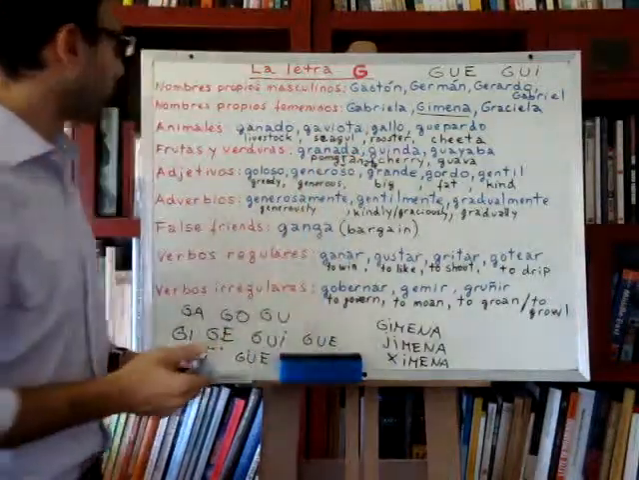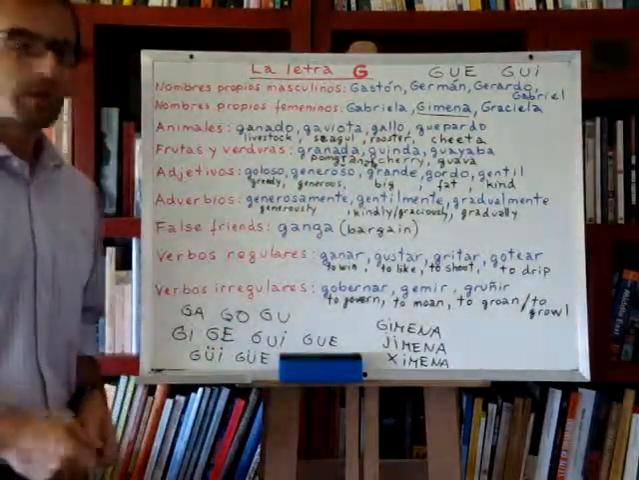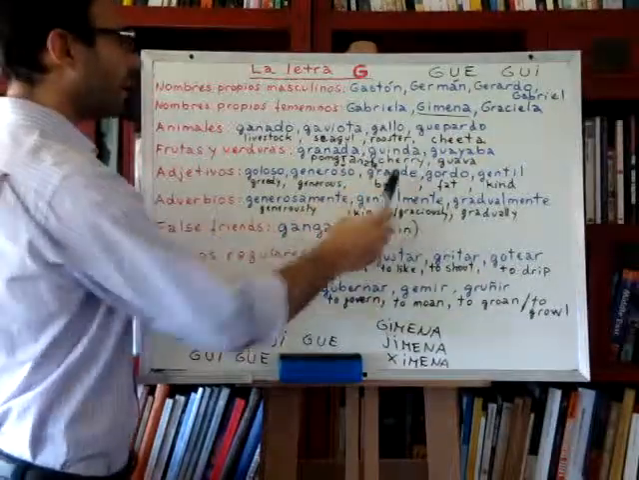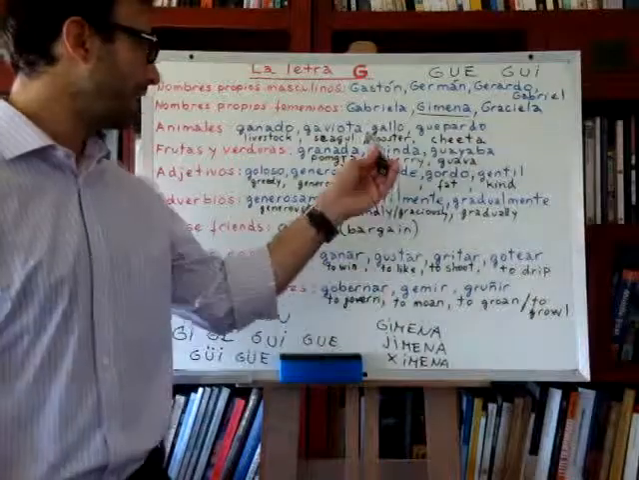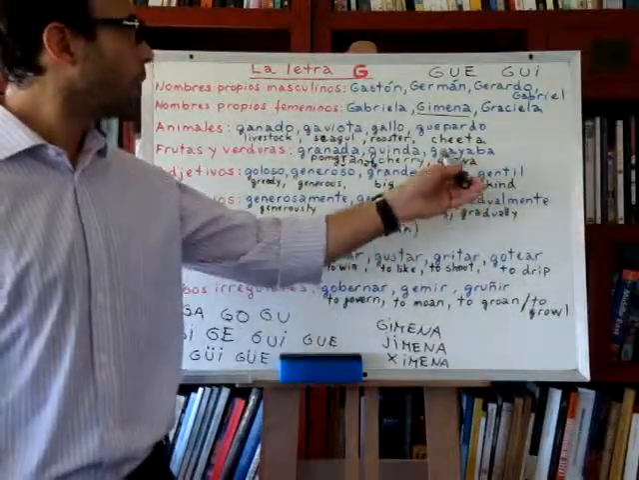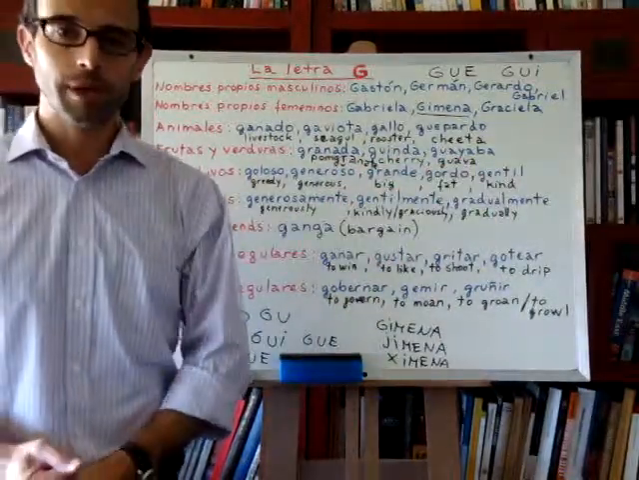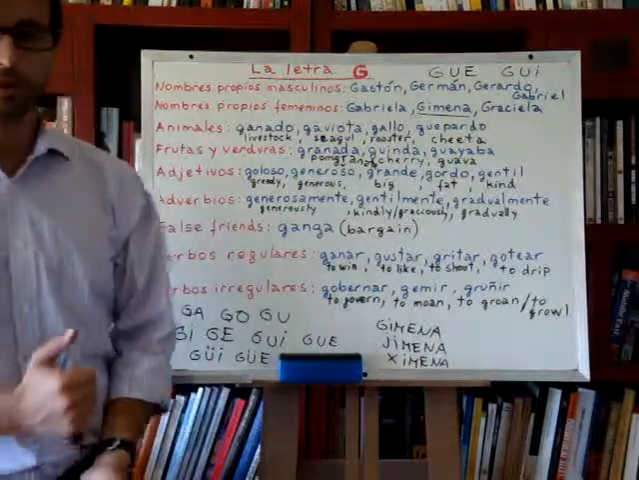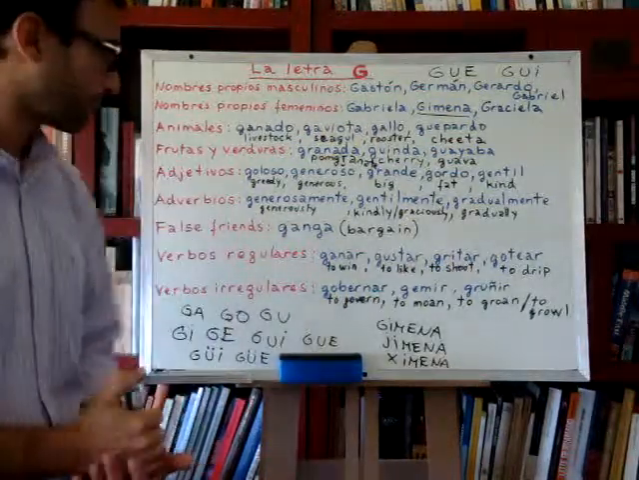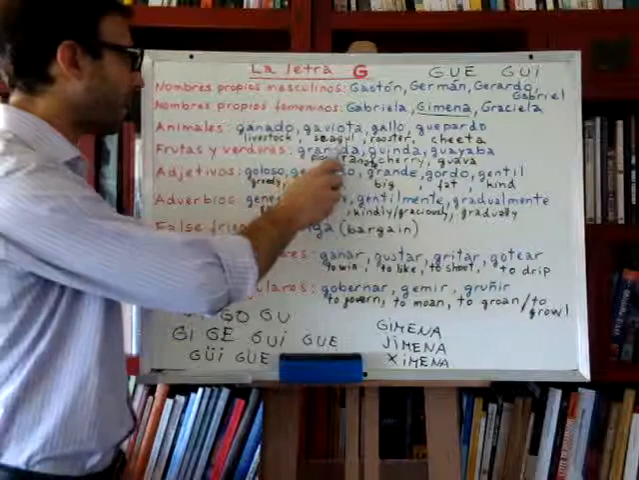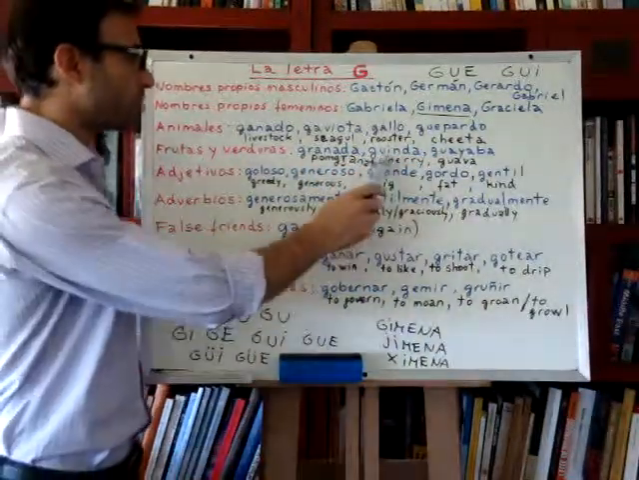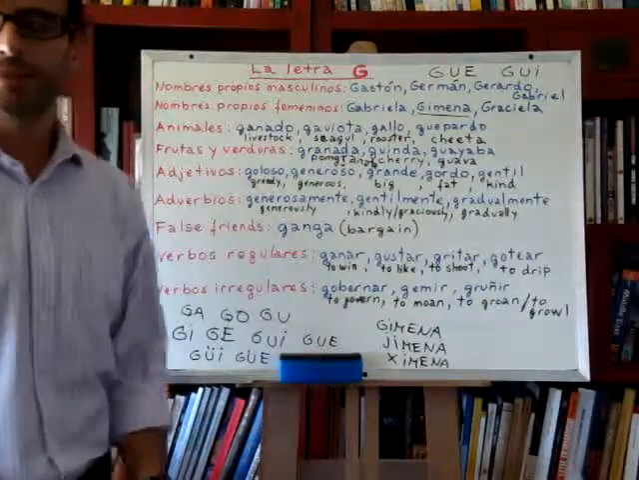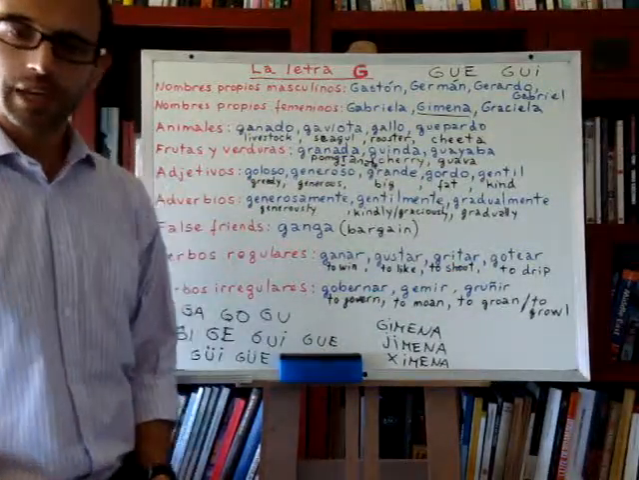Okay, pomegranate, Granada. We have guinda. Guinda is cherry. And we have guayaba. Guayaba is the guava, the tropical fruit that you have in Brazil. So, Granada, guinda, guayaba. There is another word for cherry. It is cereza, cereza, okay?